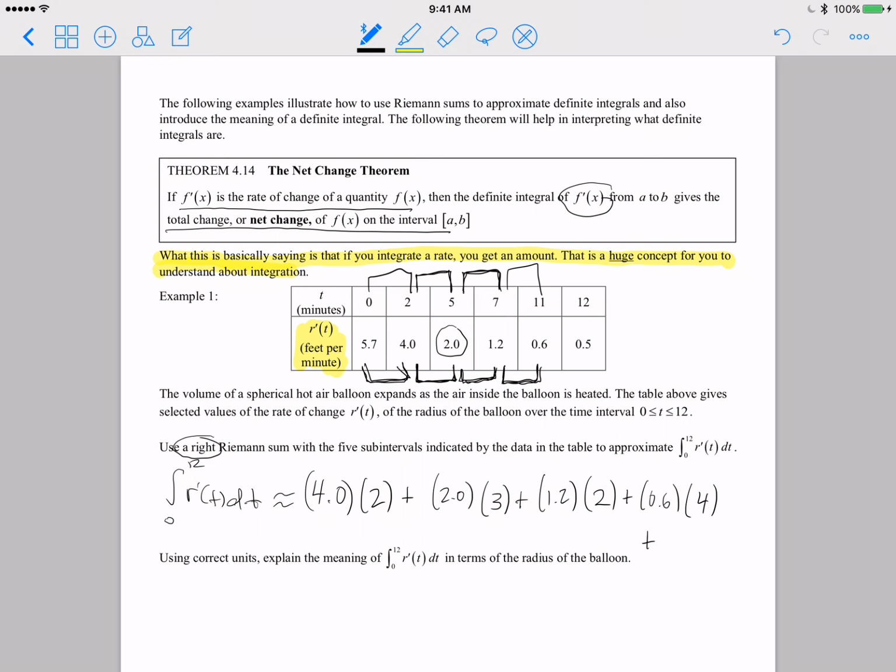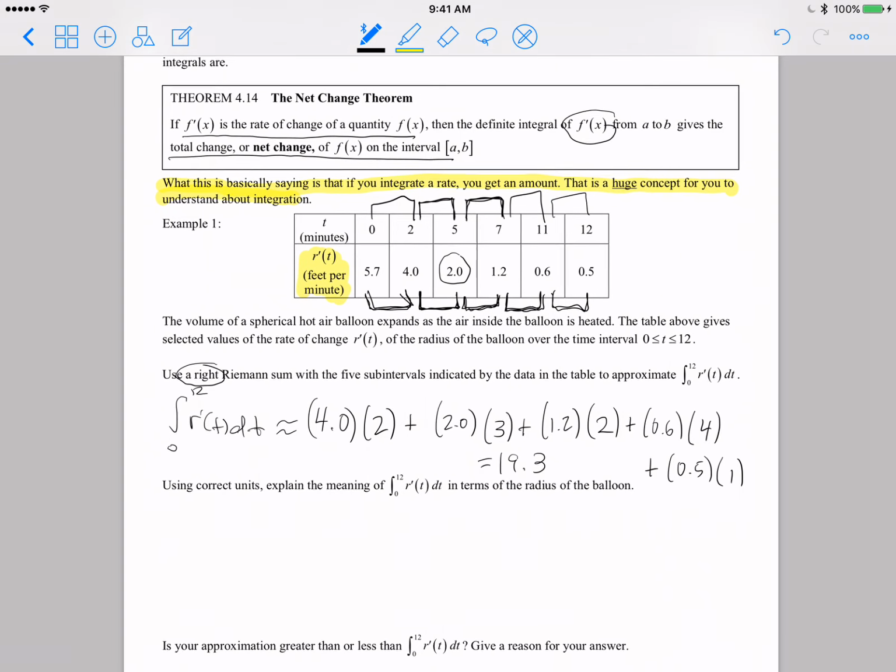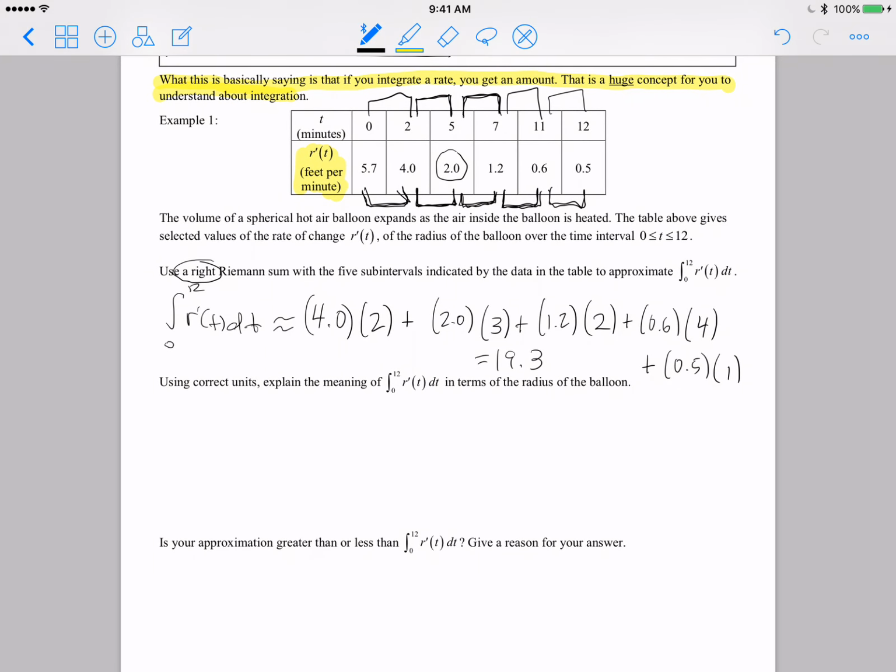And then finally, we're going to use the last subinterval. We're going to take the right-hand value there, which is 0.5, multiply by the width, which in this case is 1. Okay, and just for time's sake, I went ahead and did the arithmetic there. It's 19.3.